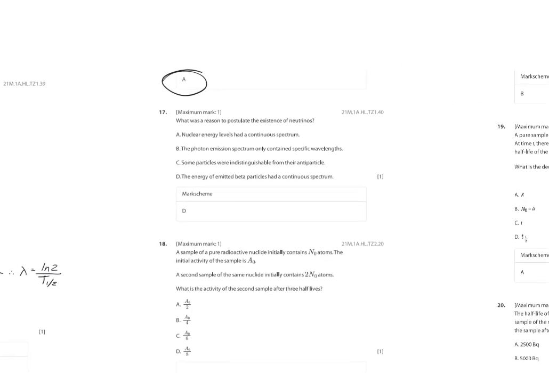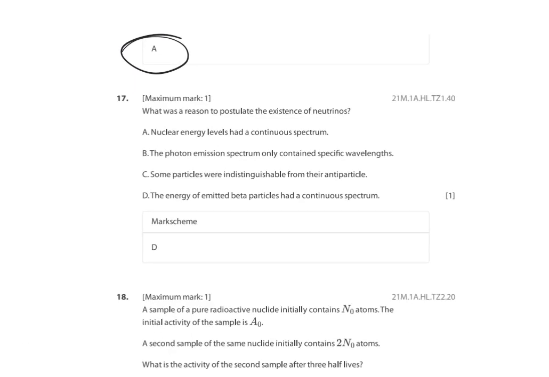All right, number 17. So number 17, we saw a similar question. I forget what number it was. I think the question was, what explains the fact that beta particles have a continuous spectrum of energy, and what accounts for that? And the answer was the existence of neutrinos.